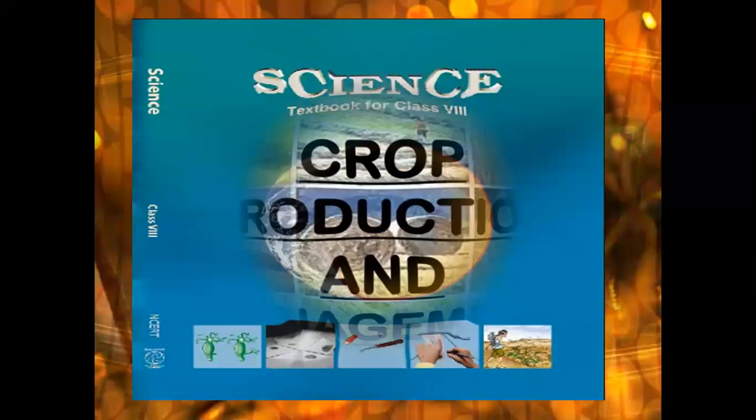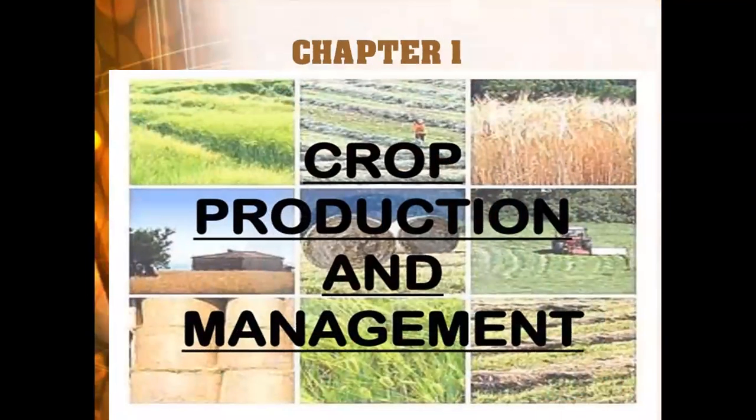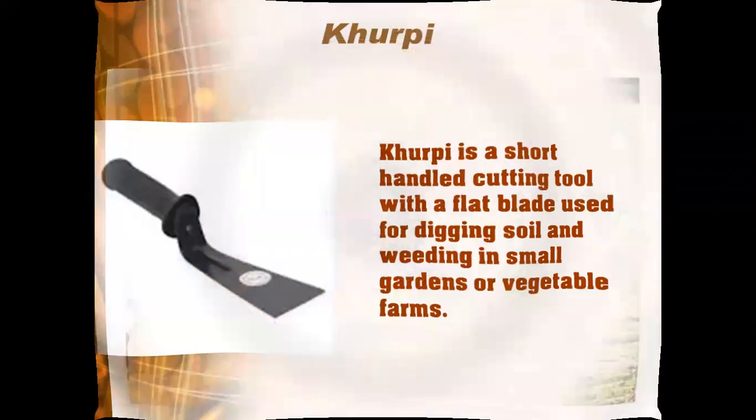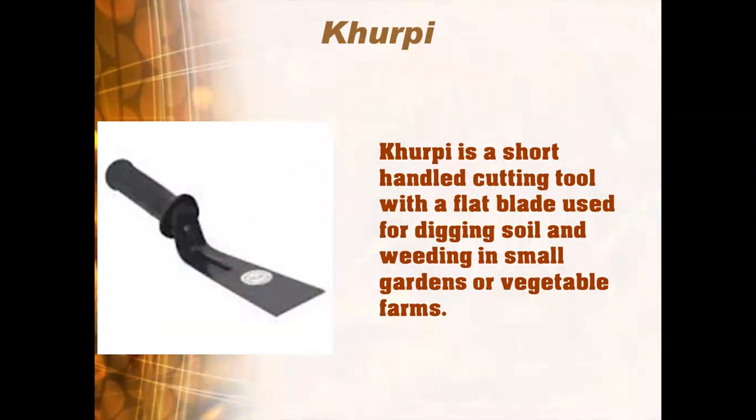So, we are moving on to the first chapter, chapter 1, crop production and management. In our textbook, it's given that Paheli and Bujo, two siblings, went to their uncle's house during a summer vacation. Their uncle is a farmer, and while visiting, they were able to see various tools like karpi, sickle, shovel, plow, etc. in their uncle's field.